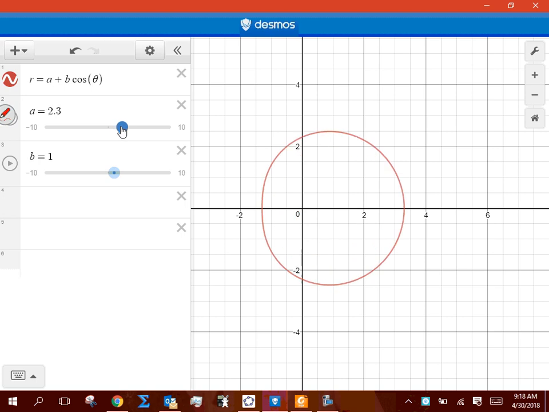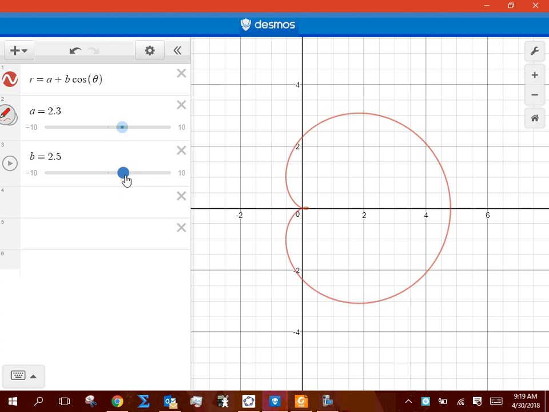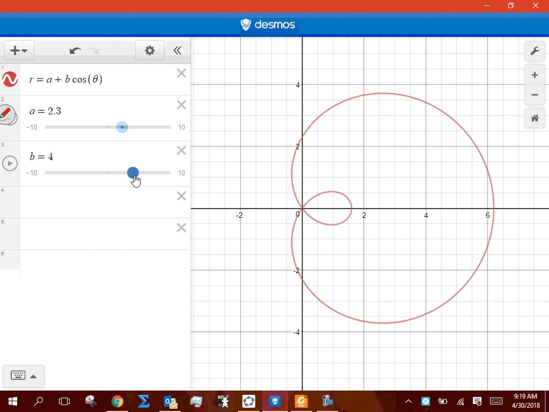But let's look at what happens when I make that 2.3. Let's make the B value bigger. Starting to look like a cardioid, right? And now it is a cardioid. But let's make that B value go even larger. And it starts to loop on itself, right?